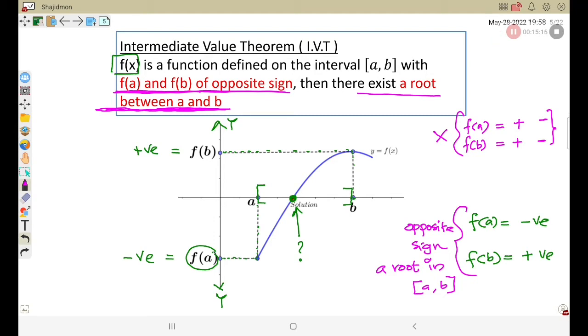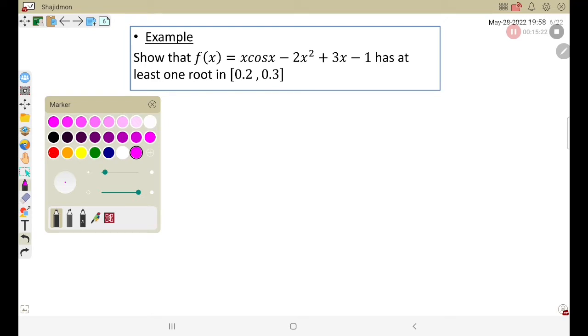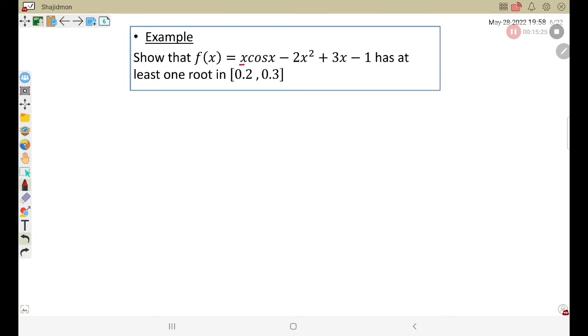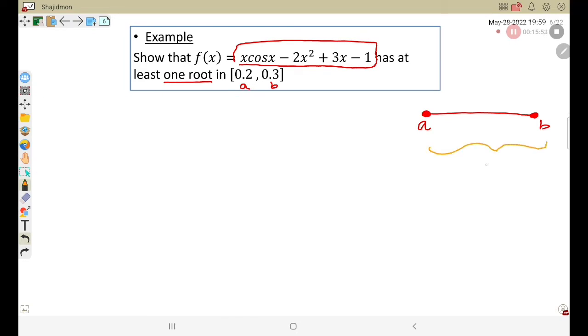So for example, we will go through one example here. Show that f of x equals x cosine x minus 2x power 2 plus 3x minus 1 has at least one root in between the numbers 0.2 and 0.3. Correct? That means this is the a number, this is the b number. What it is telling is, is our answer in between these two numbers or not? That is what we need to check. That means, are this a and b the correct location or not? That is our question.